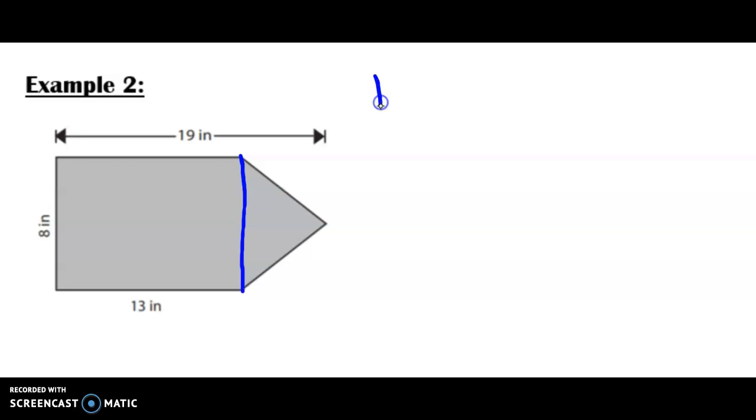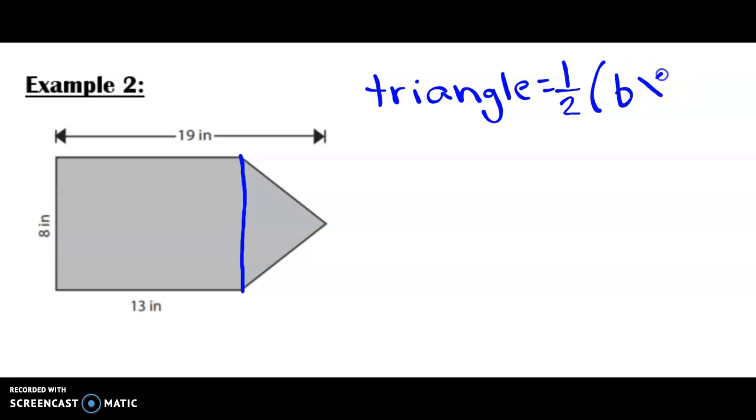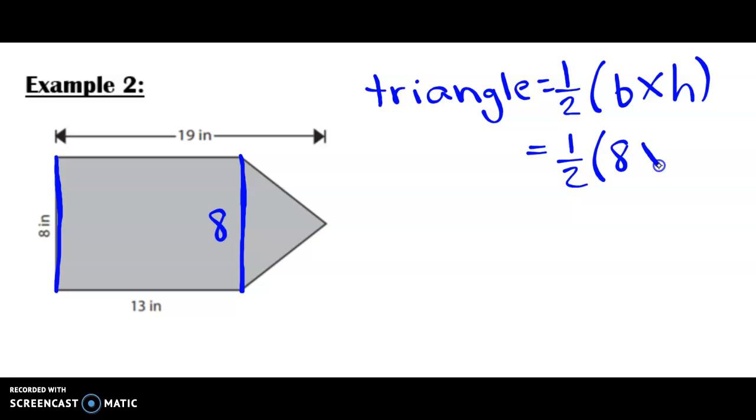And for our triangle, our formula for area will be 1/2 times base times height. We want to find the base and the height of this triangle. So we have 1/2. My base will also be 8, because this side right here of the rectangle is 8, and we know with rectangles the two sides will be the same value. So my base for my triangle will be 8.